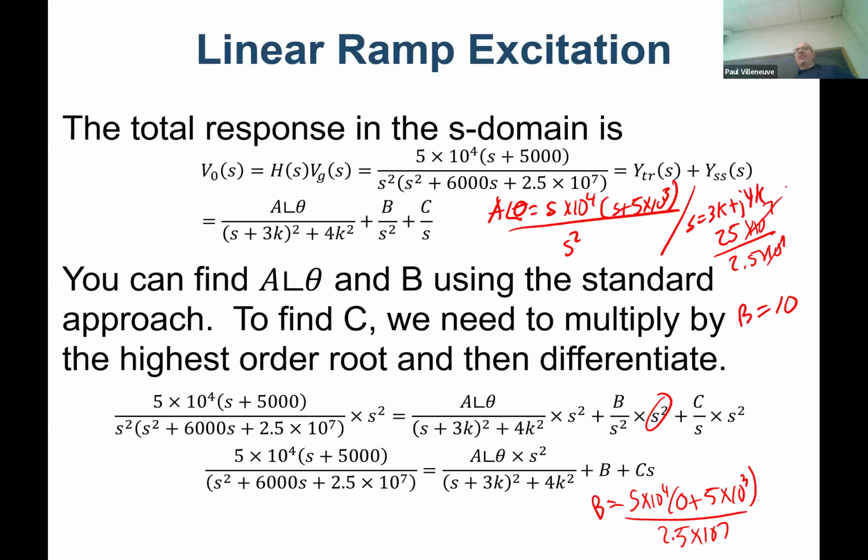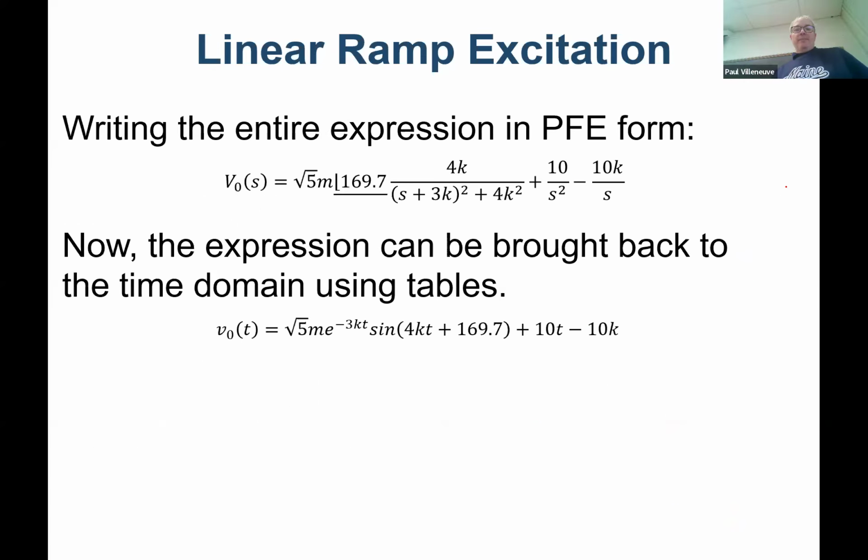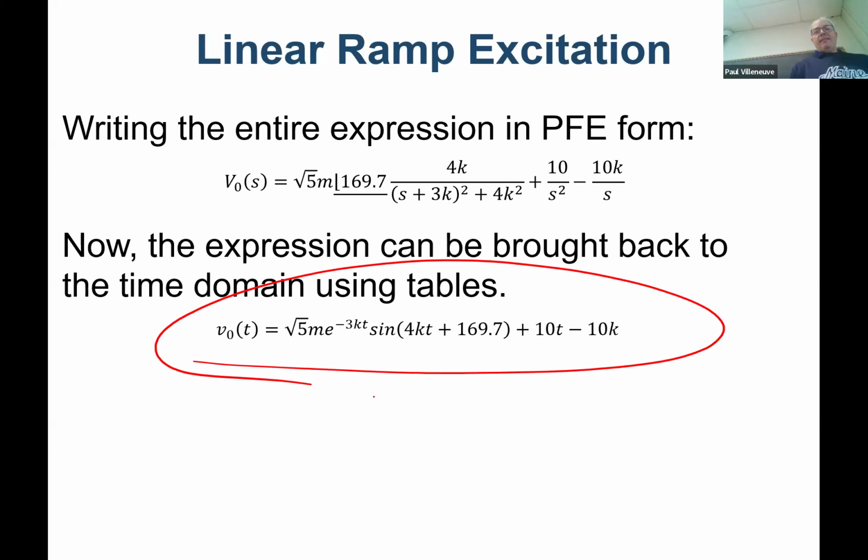Now, I'd have to stick that in my calculator. I can't do that off the top of my head. But I've done that for you already. And I've got square root of 5 milli times the 4K at an angle of 169.7. So bringing this back to the time domain, here's my V out of t. I didn't actually calculate B at an angle of theta or A at an angle of theta. I showed you how to do B, and then A at an angle of theta, you just have to plug that in.